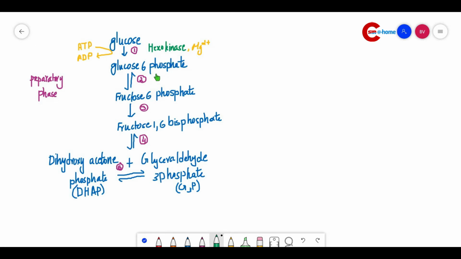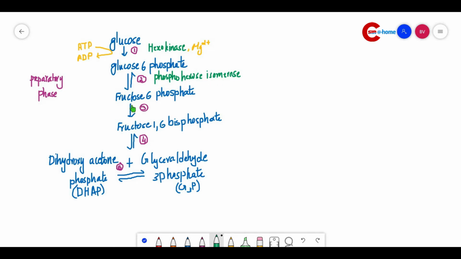Which is the enzyme here? These are isomers. Glucose 6-phosphate and fructose 6-phosphate are isomers. So the enzyme is isomerase. Phosphohexose isomerase is the enzyme. We can also call it phosphoglucose isomerase. The reaction is isomerization. This step is reversible.